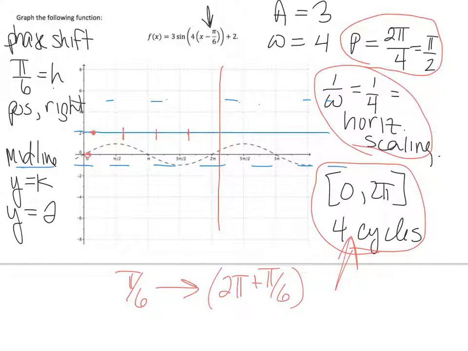Nope. See, I've already messed up. So that'd be 1, 2, 3. Ugh. We're going to make them separate. 1, 2, 3, 4. That last one's terrible. I'm not even hitting my bottom amplitude.